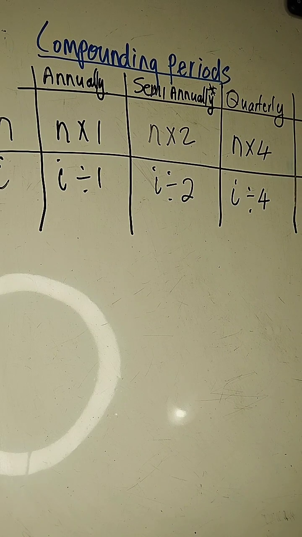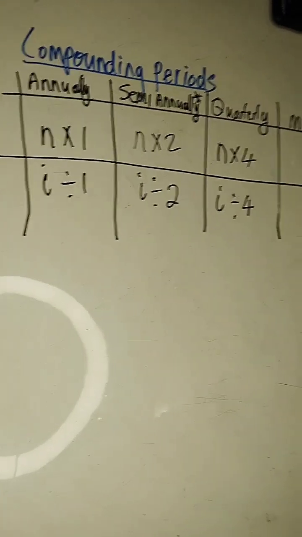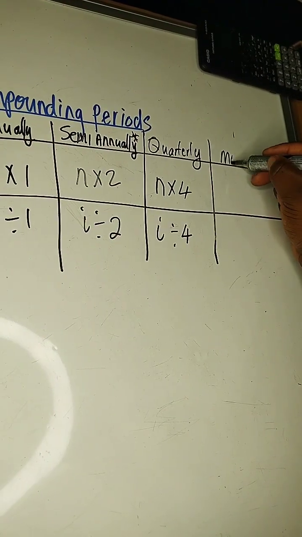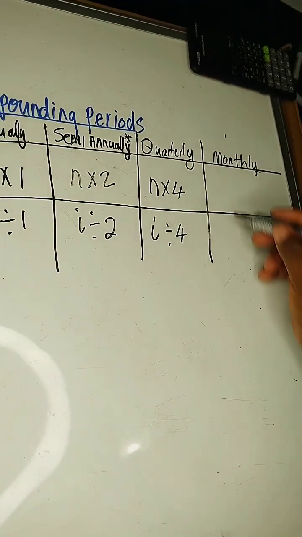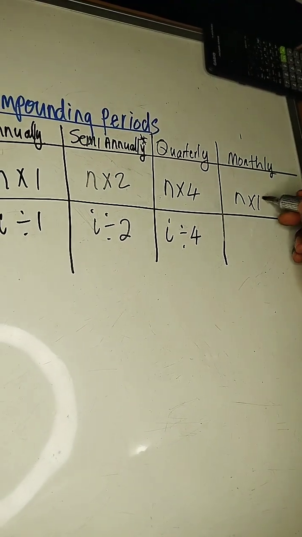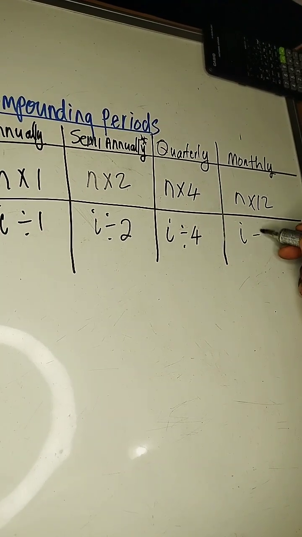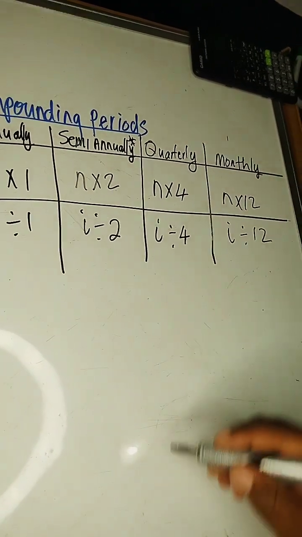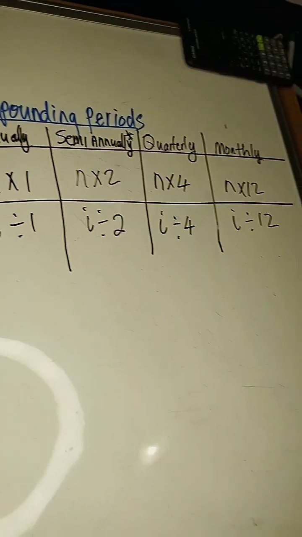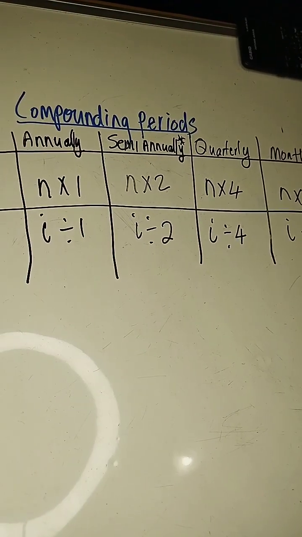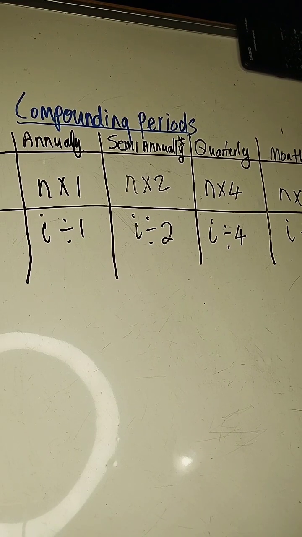Then we have another one which is called monthly. Monthly, N is multiplied by 12 and I is divided by 12. So these are the weights that affect N and I. We call them the compounding periods. Now let's do an example and see if we get the effect of these.